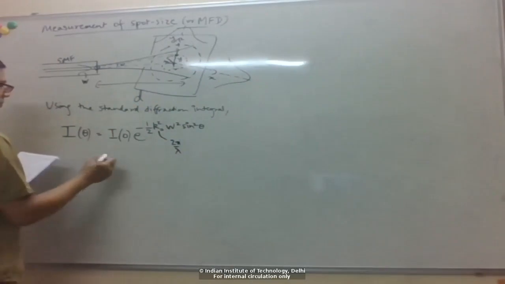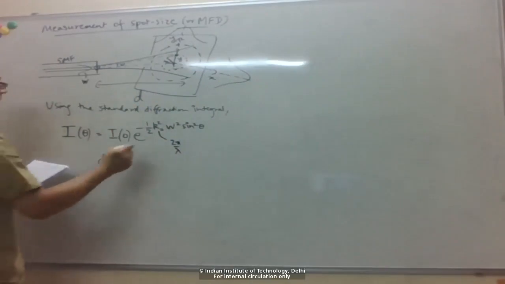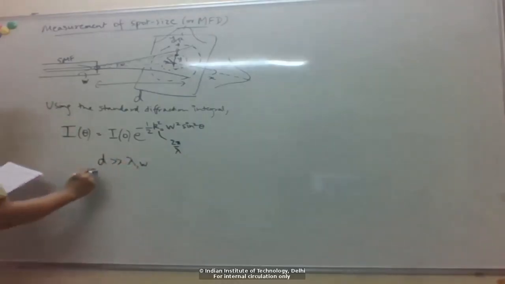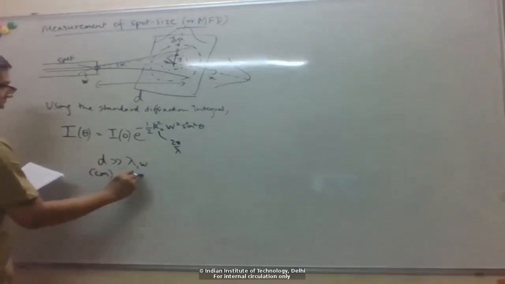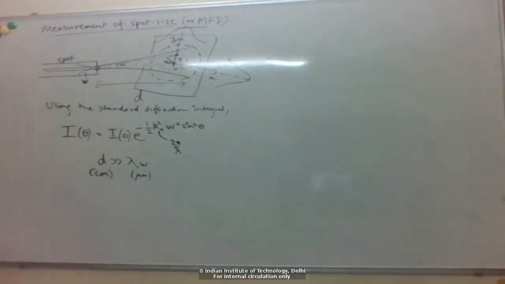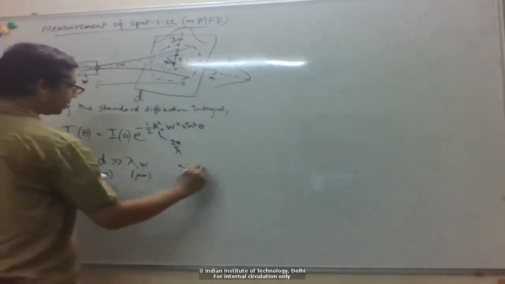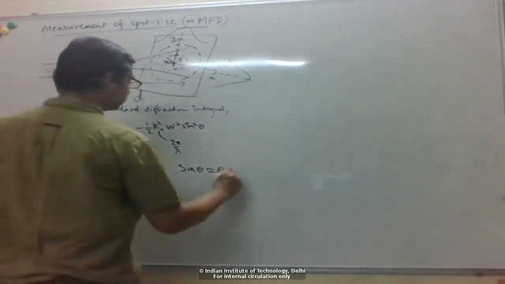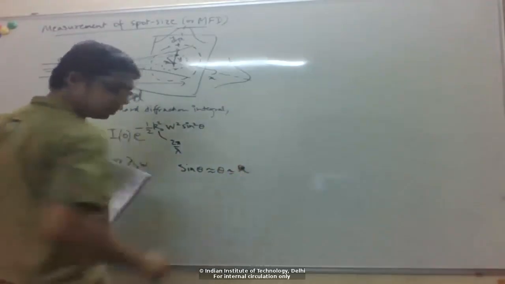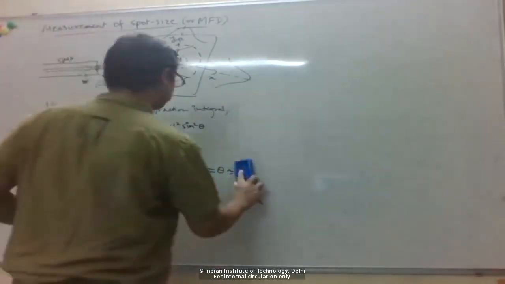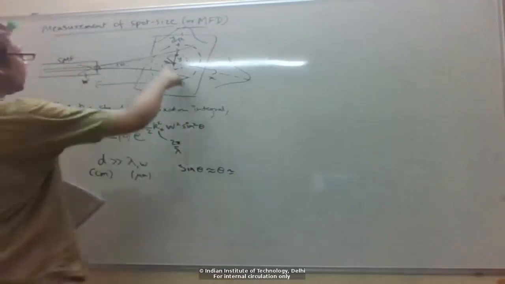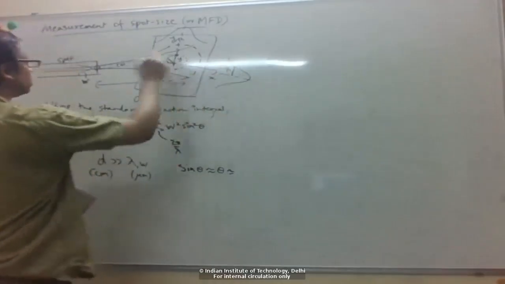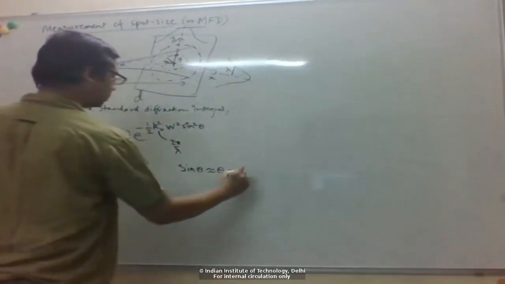Right, so for d much larger than the wavelength or the spot size, as I said, today these would be like centimeters, and these are in micron, we can approximate sine theta as theta, which is r over d. Right, so r is the radial distance of the point we are measuring the intensity at, from the center.